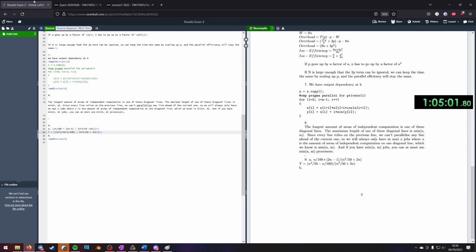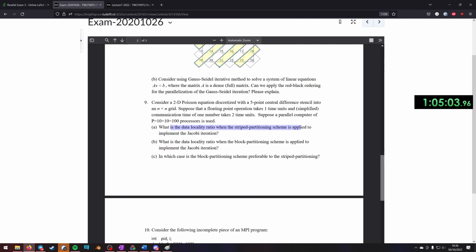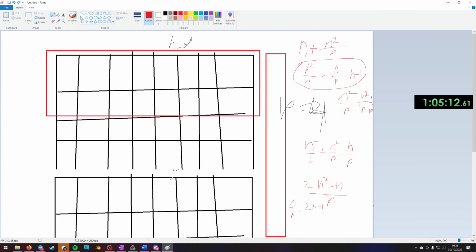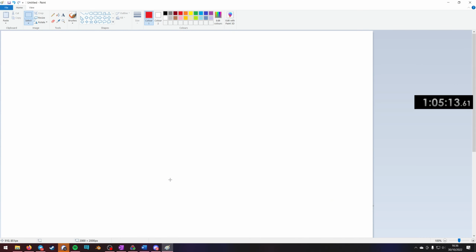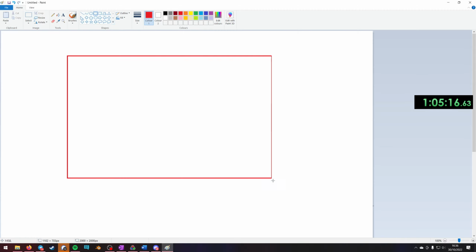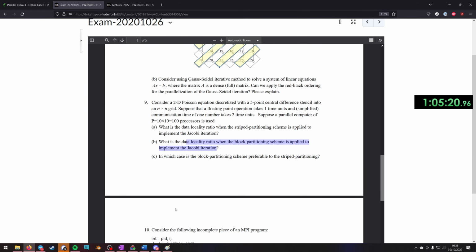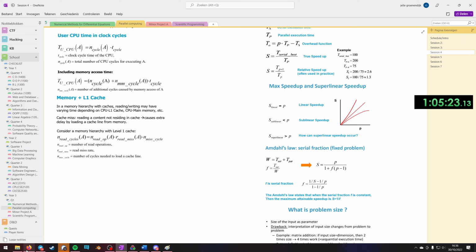Perfect. Now to do the exact same thing for block partitioning, which is going to be a lot more annoying, because there's less things we can assume. So say we have a big matrix. How does block partitioning work? First of all, good question.